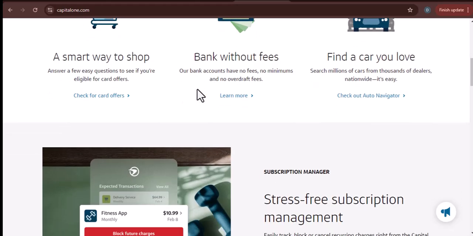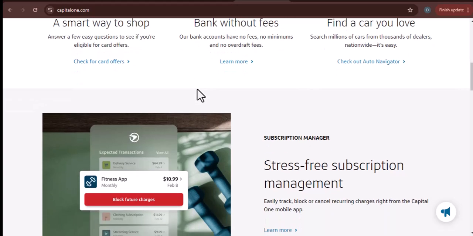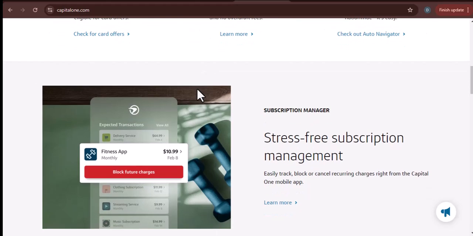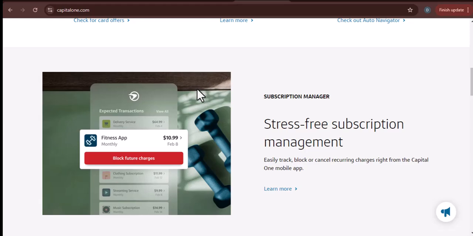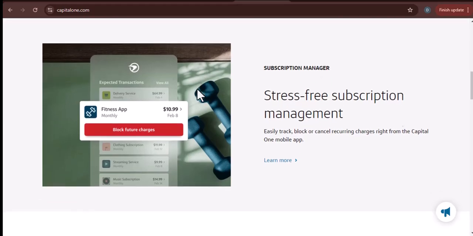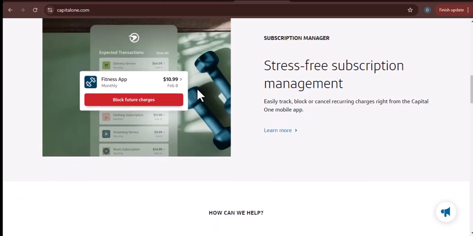So, what is the minimum checking amount for Capital One? The minimum checking amount for Capital One is $0. This means that you can open a checking account with Capital One without having to deposit any money. However, there are a few things to keep in mind if you choose to open a checking account with Capital One without any money in it.